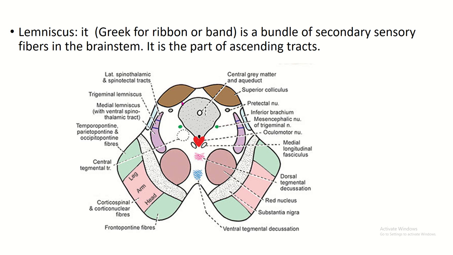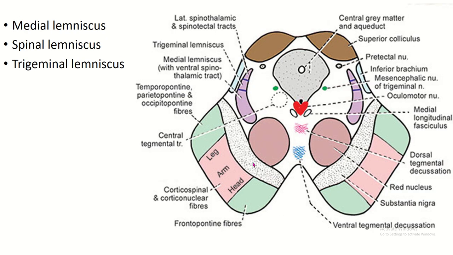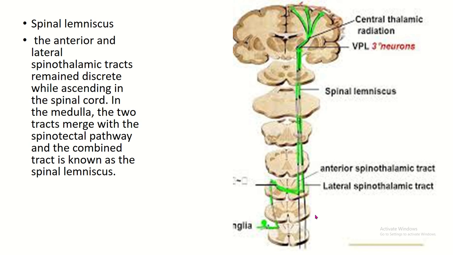Lemniscus. This is the cross section of the midbrain. You see, this is the collection of the lemniscus: medial lemniscus, trigeminal lemniscus, and spinal lemniscus. Spinal lemniscus. This is a true ascending tract, the anterior and lateral spinothalamic tract. This spinothalamic tract is combined in the medulla oblongata and forms the spinal lemniscus. So, lemniscus is a part of a tract.